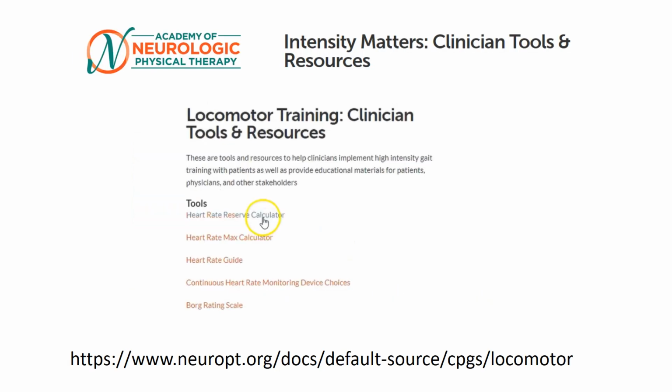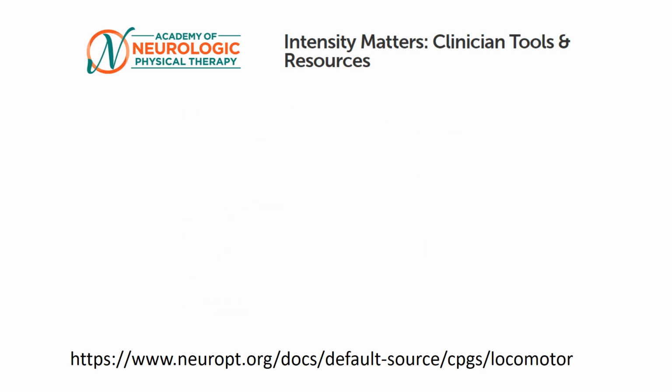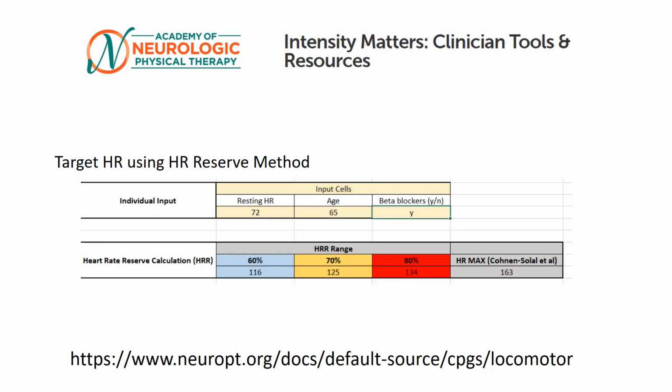So what you're viewing here are some screenshots from the Intensity Matters website at the ANPT. They have these heart rate reserve and heart rate max calculators that are really helpful. So in general, when you're recommending aerobic exercise, we want it to be moderate to high intensity per the CPG. So moderate to vigorous intensity is classified as 70 to 85% of heart rate max or 60 to 80% of heart rate reserve. So the big difference between heart rate max and heart rate reserve is that heart rate reserve takes into account resting heart rate.